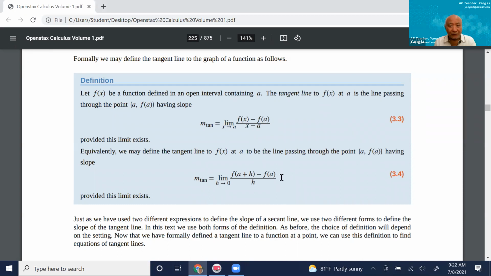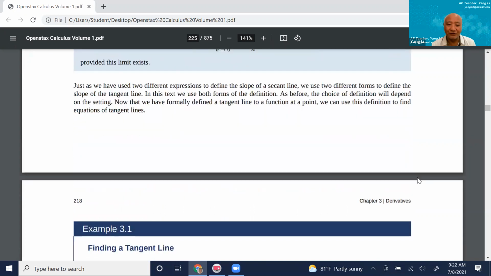From here, later on, we will introduce the definition of the derivative of a function at one point, which will be the same as this. So we actually use the tangent line slope as an example to introduce the derivative. That's what we're trying to do.